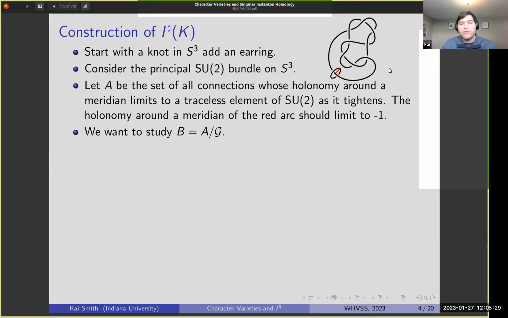And so if you just take the moduli space without the earring, you're going to have some tricky singularities that cause problems. And so adding the earring gives you a nicer moduli space.